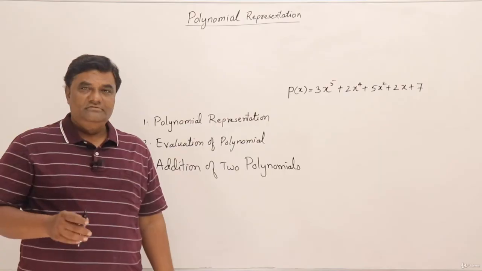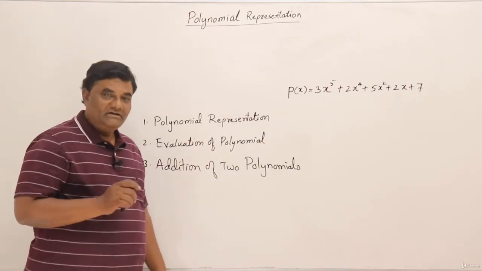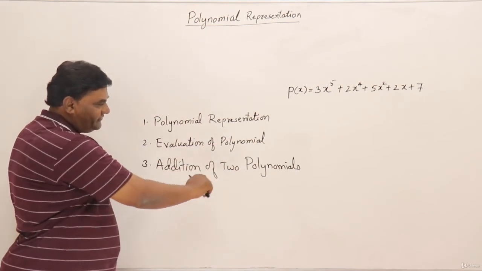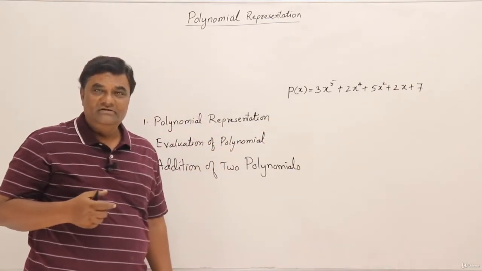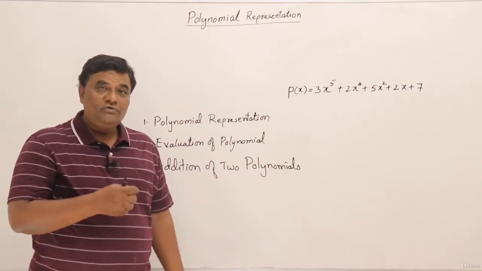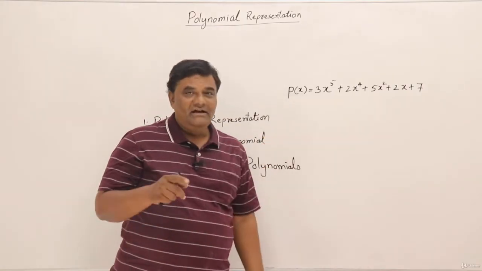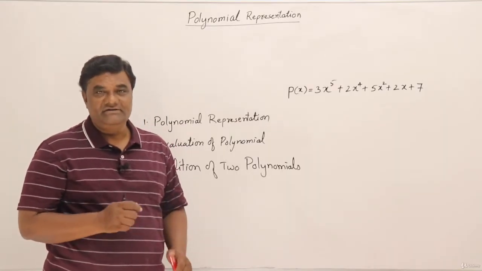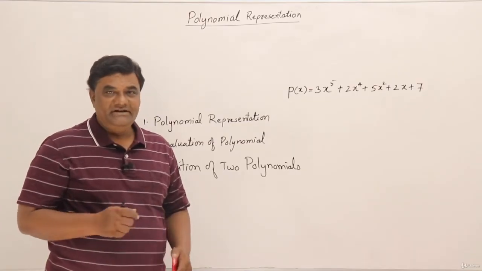So that's all. The topic is polynomial representation. In this topic we will learn representation of a polynomial, evaluation of a polynomial, and addition of two polynomials. See, this is a polynomial, a univariate polynomial. It is a collection of terms with a single variable x. How to represent that polynomial, how to evaluate it if you know the value of x, and if there is more than one polynomial, how we can perform polynomial addition. We will learn this. Once we know addition, we can also learn how to perform subtraction and multiplication of polynomials also.